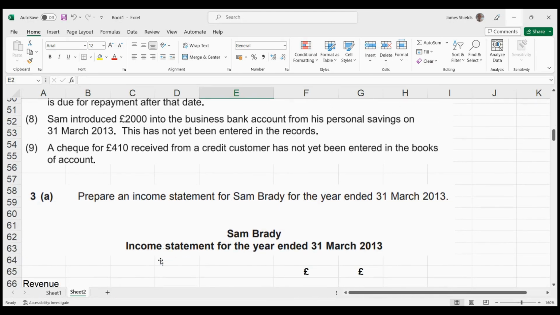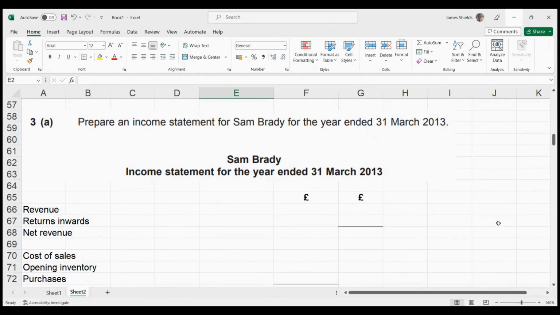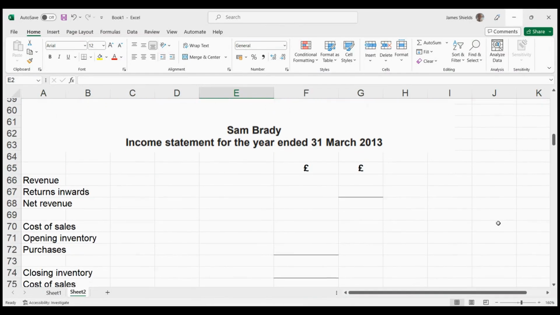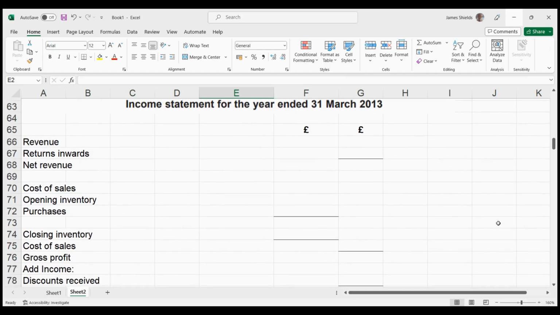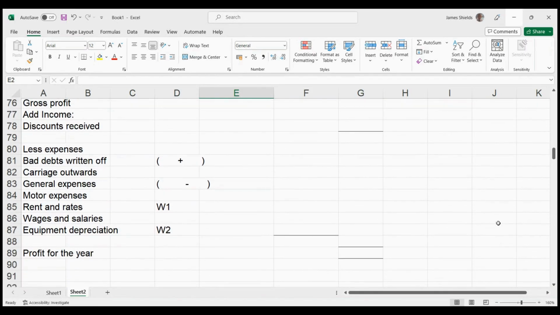So, Part A, prepare an income statement for Sam Brady for the year ended the 31st of March 2013, and you're given the heading, Sam Brady, income statement for the year ended the 31st of March 2013, and the rest of it you need to be able to produce yourselves. Now, to save time in this video, I'll put down all of the various categories here, starting with revenue at the top, going all the way down to our profit for the year at the end.